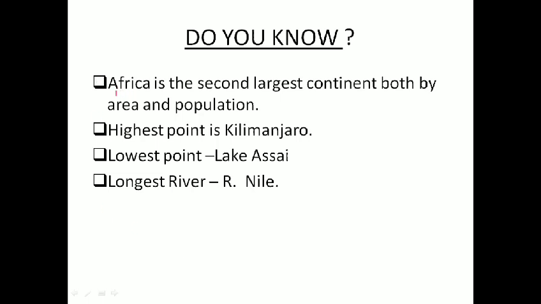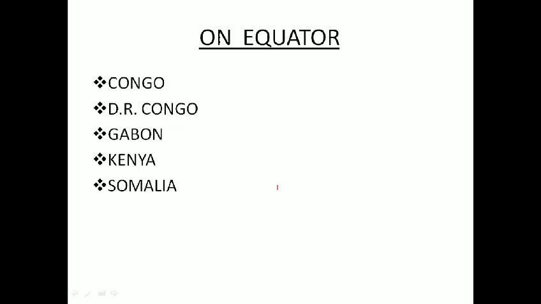Next, you see Africa is the second largest continent both by area and population. Its highest point is Kilimanjaro, lowest point Lake Assal, longest river is the River Nile. Now, how to learn or remember the countries? This is possible only when we classify them systematically.